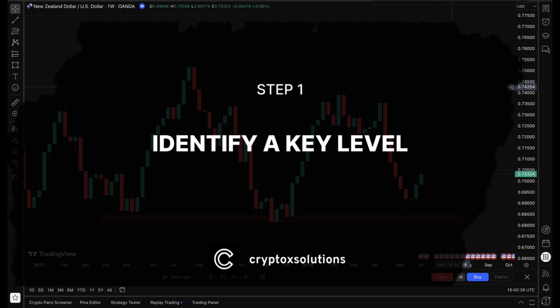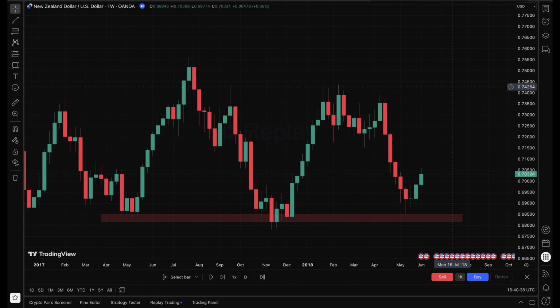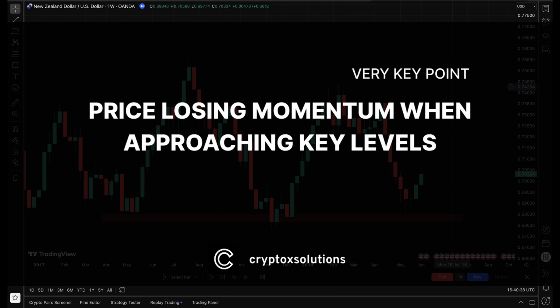So if you've watched our other videos, you know we always want to identify key levels first. And as you can see, we have a level of support here, where price hit and reversed from, and now we are back here again. Here is a very key point you need to know in order to spot high probability reversal trades. We want to see candles getting smaller and smaller as they approach a level of support or resistance, because it shows that price is losing momentum. Very key point. You want price to be losing momentum and slowing down as it approaches key levels.